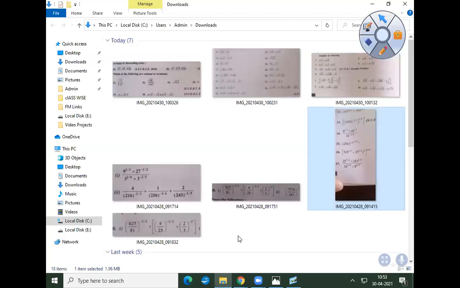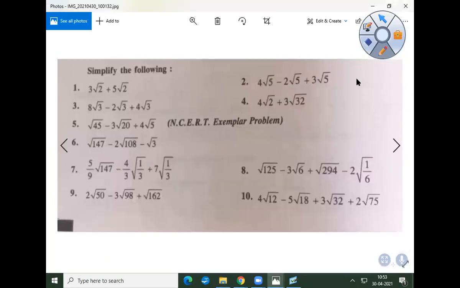Based on these problems, you will solve these questions. I'll send you the picture also. So these 10 problems you have to solve.